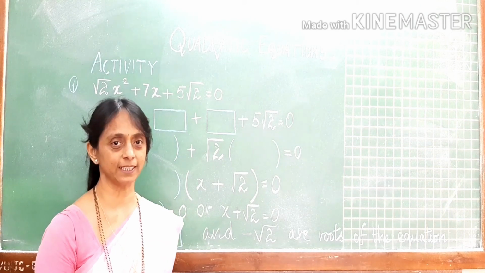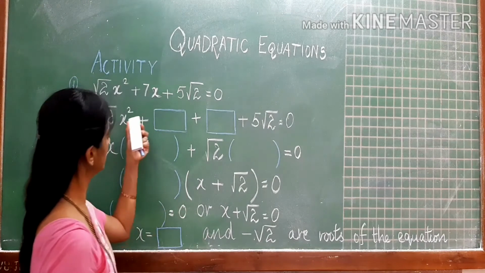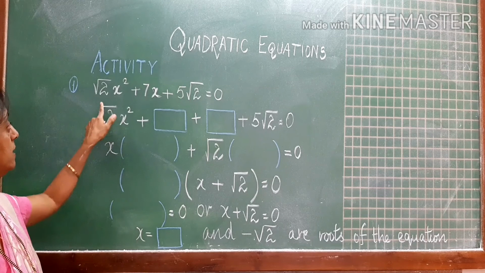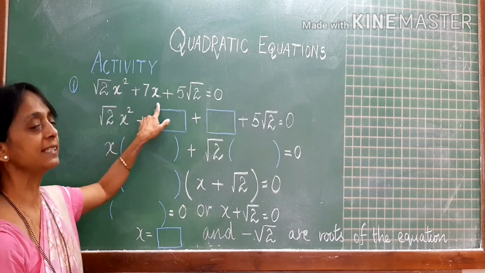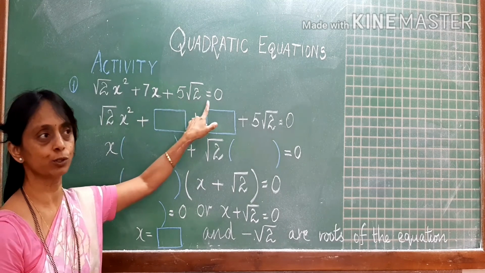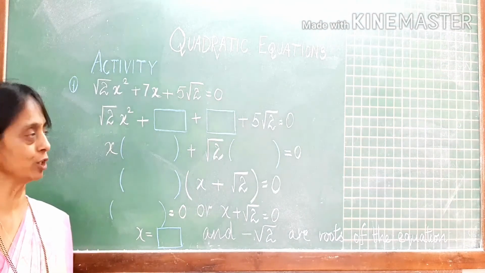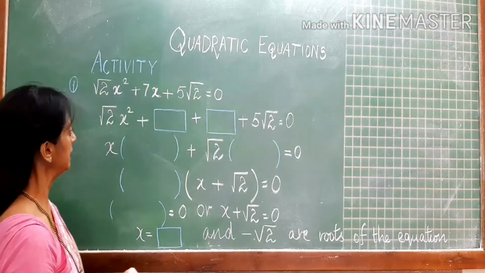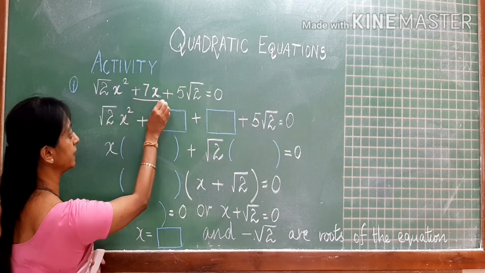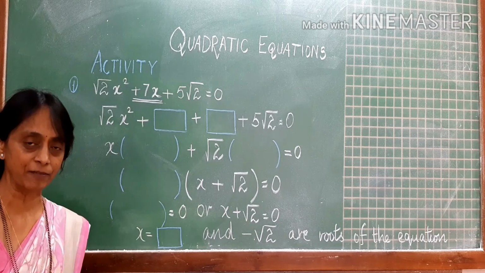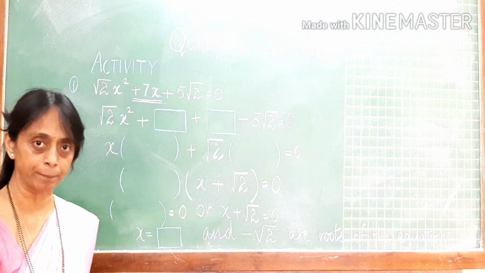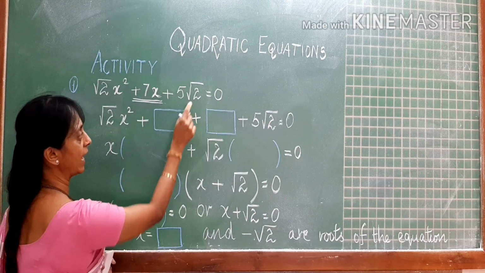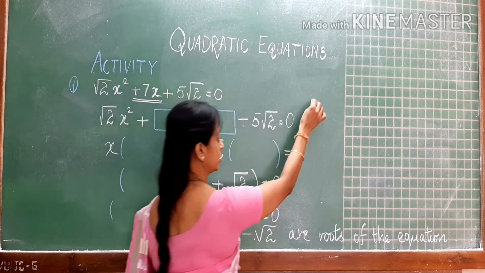Now for some activity time, children. Let's find out the answers in the boxes. The problem given over here is root 2x squared plus 7x plus 5 into root 2, which is equal to 0. Now again, children, we have to fill in these boxes. So we have to apply the same procedure. Now pay attention. We have to split our plus 7x by selecting a pair of numbers whose product will be root 2 into 5 root 2. Let's do it over here, children.